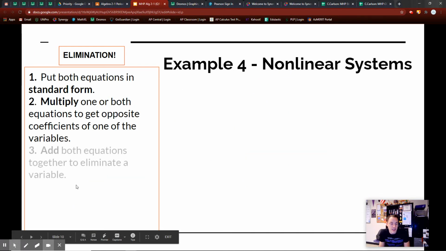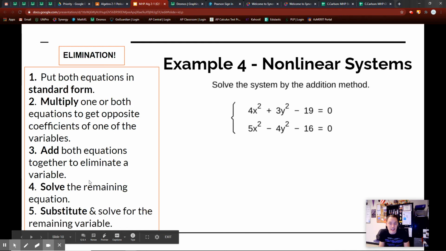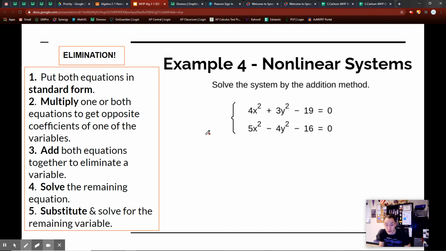Now let's go through elimination. These steps are just to remind you what elimination is. I'm not going to follow these steps; I'm going to follow them very loosely. So how do I eliminate this? Well, there's a couple of ways to eliminate this. I guess the y squareds. So I guess you could do the y squared. So let's multiply this one by 4 and then this one by 3.